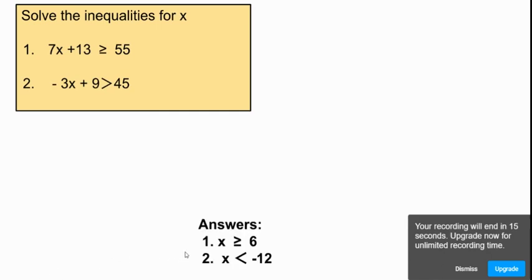Okay, there are the answers. X is greater than or equal to 6, and x is less than negative 12.